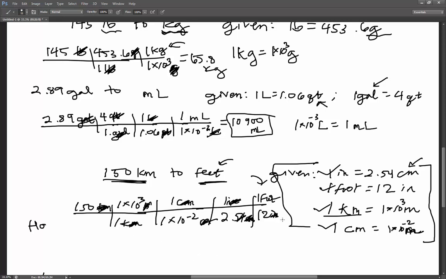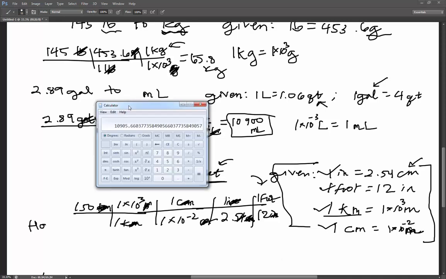Oh, that was tricky. That was a lot of conversion factors in a row. But a couple of them were metric, so you need to be really good at going back and forth between those. We can do that. All right, so we start with 150 kilometers. We multiply that by 1 times 10 to the third meters in a kilometer. We divide that by 1 times 10 to the negative 2 meters in a centimeter. Then we divide that again by 2.54 centimeters in an inch. And I'm going to divide that by 12 inches in every foot.